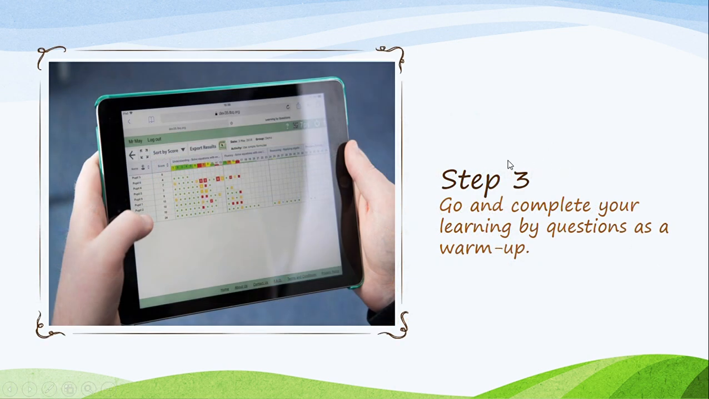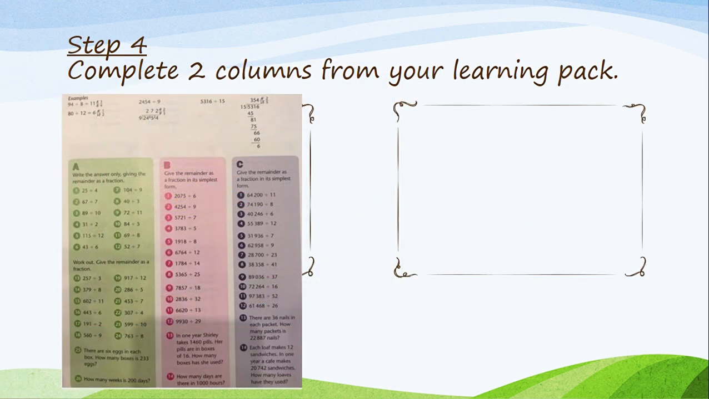Step 3 today, I want you to go and complete your learning by questions as a warm-up for using remainders as fractions. And finally today, I want you to complete 2 columns from your learning. Bronze asks you to use your remainder as a fraction only, but silver and gold and platinum asks you to give it in its simplest form. That means that for both of these challenges, you need to simplify to the simplest form.